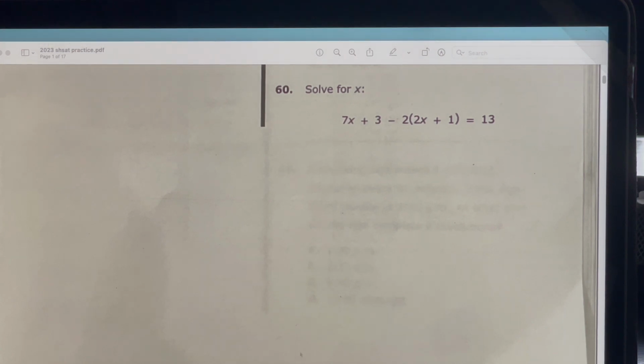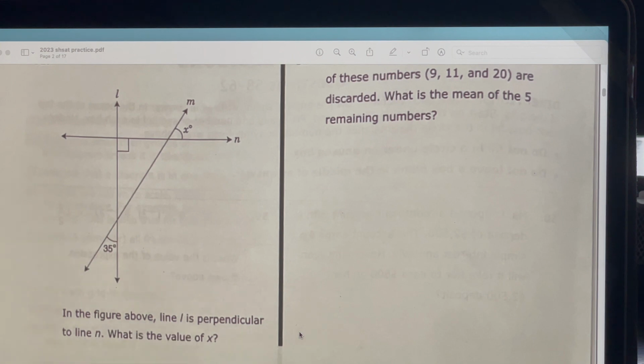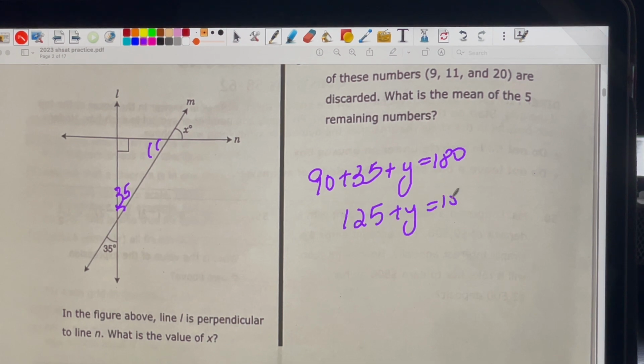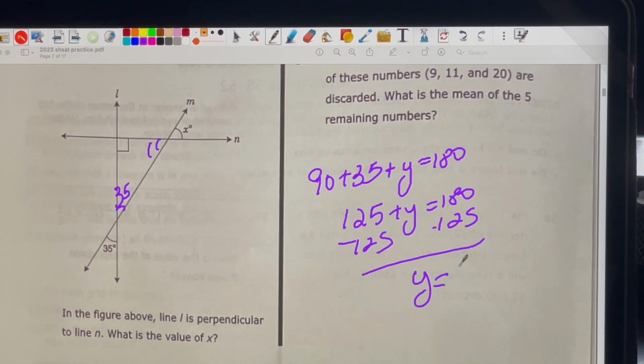61. Find the value of angle x. We have a perpendicular line, which means that's 90 degrees, and vertical angles, first of all, 35 degrees, which means this is also 35. We know the sum of all three angles in here should be 180, so 90 plus 35 plus our missing angle, let's call that y, equals 180. This is 125 plus y equals 180. We subtract 125 from both sides, and y is 55. So if this angle is 55, again, vertical angles means this is 55 as well.